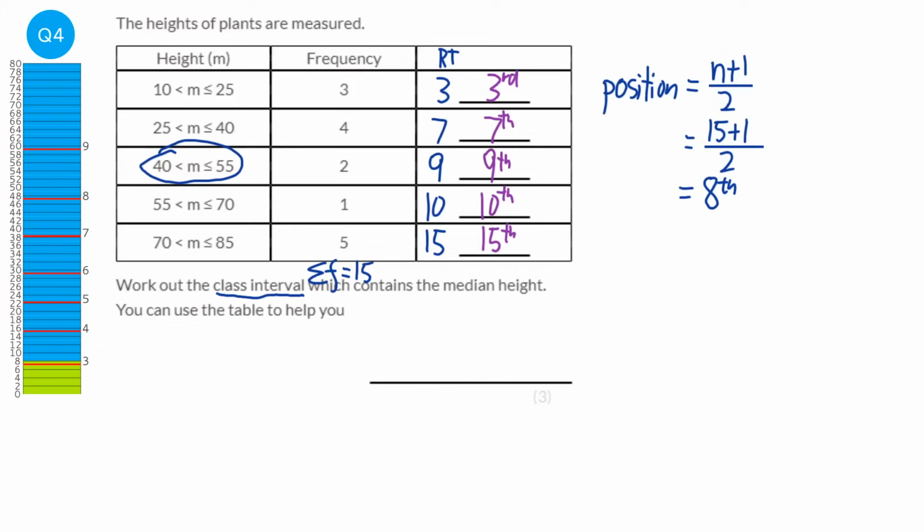So when it asks for a class interval, all we need to do is copy down exactly what the group is. So it's 40 to 55. And don't ever write down 40 to 55 or anything like that. Always copy it exactly from the table.